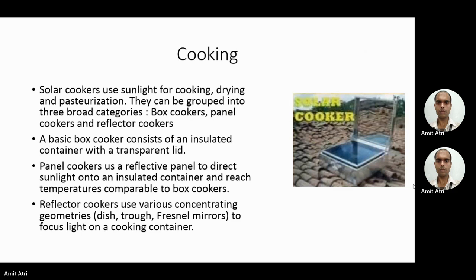So here they're using this type of reflective panel that is diverting and concentrating the sunlight to the insulating container where our item to be cooked is placed. So reflector cookers use various concentrating geometries, like the dish, trough, and personal mirrors. So they're focusing the light on the container where the cooking item is being placed.